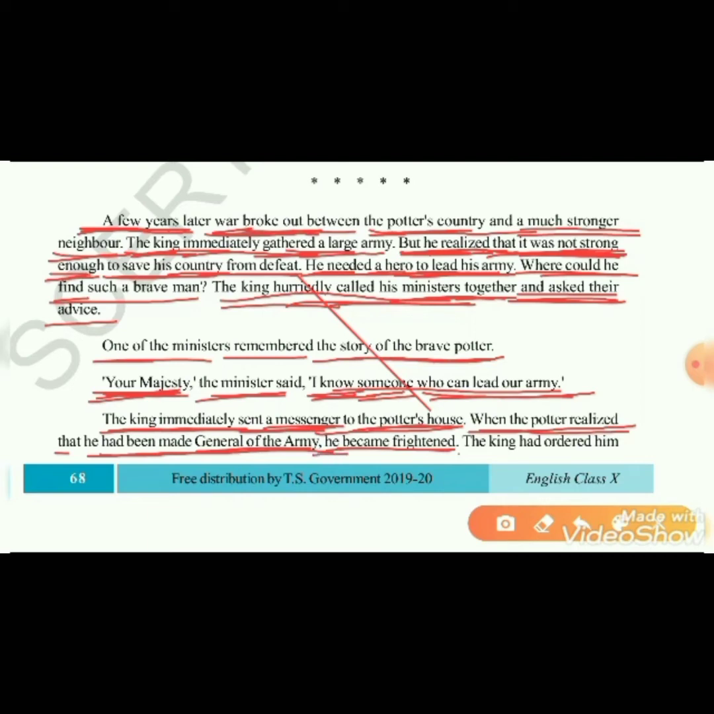Right? Who made him the general? The king made him the general. General of what? General of the army. The king had ordered him to go to the palace the next day.